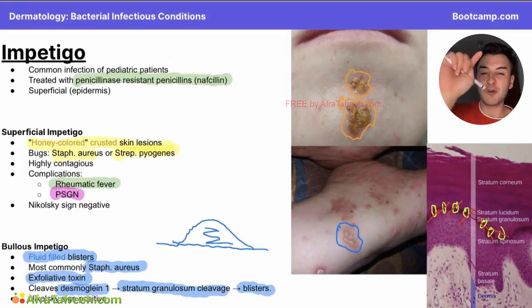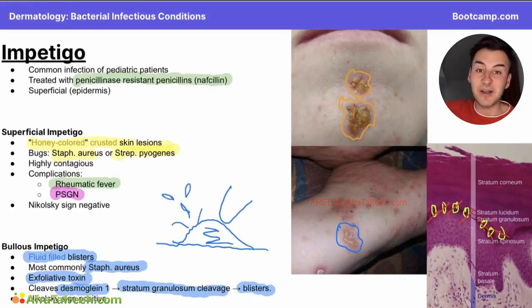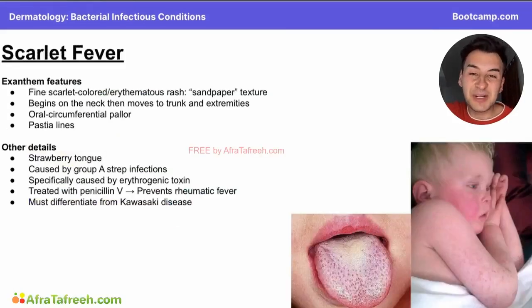So if I poke, tap, tap, tap with my finger here on this blister, it would lyse open very easily and spill out all of its liquid. It sloughs off very easily. And this is what is characteristic of a Nikolsky sign positive lesion. So I'm just going to highlight that for you guys here, Nikolsky sign positive. Whereas our superficial impetigo infections are going to be Nikolsky sign negative and are going to be characterized by this crusty yellow scale instead.